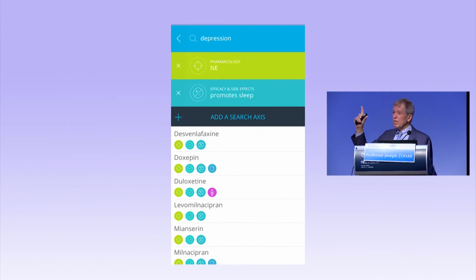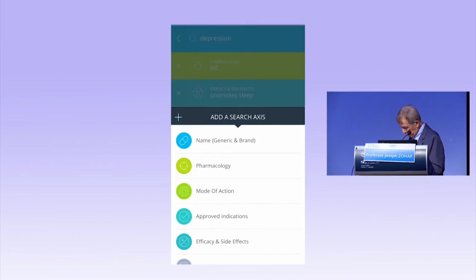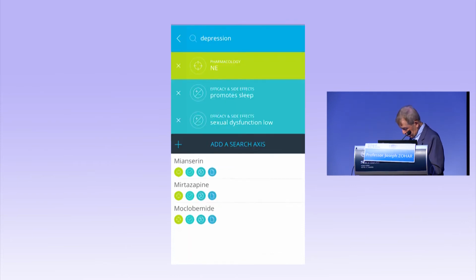But as you remember, one of the issues that the patient came with was about sexual dysfunction. So we'd like to choose medication for depression that is not interfering or has minimum effect on sexual dysfunction. So what we are doing again, we push on search axis and type again, and push on efficacy and side effect and type sexual dysfunction. You see sexual dysfunction low.